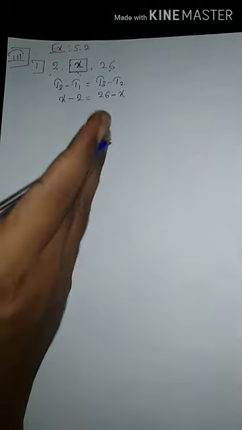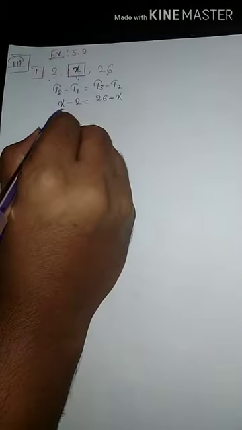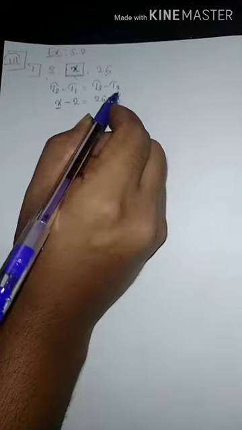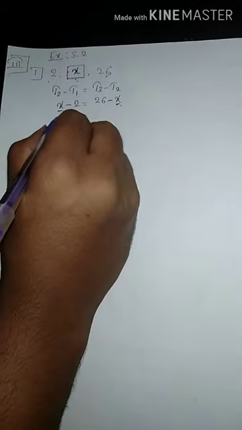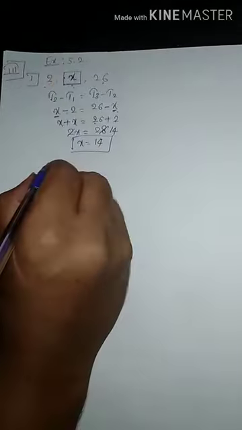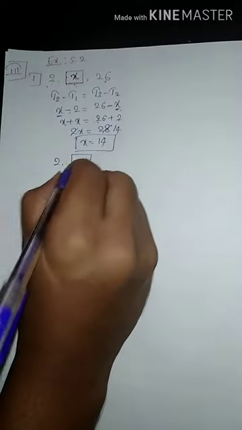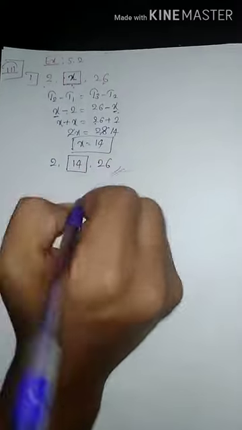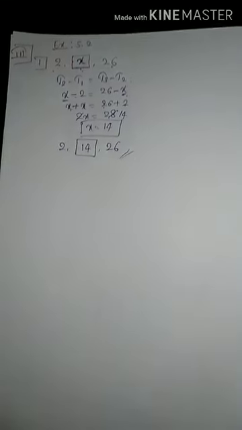Now constants on one side and variables on one side. Here also X and here also minus X. So the right hand side minus X moves to the left hand side and becomes plus X. X plus X. And here the constant minus 2 moves to the right hand side and becomes plus 2. So X plus X, 2X, is equal to 26 plus 2, 28. 2 14s are 28. So X is equal to 14. And the missing term of this AP is 14. So the missing term is 14. That is your answer.